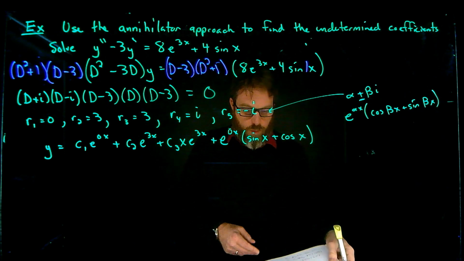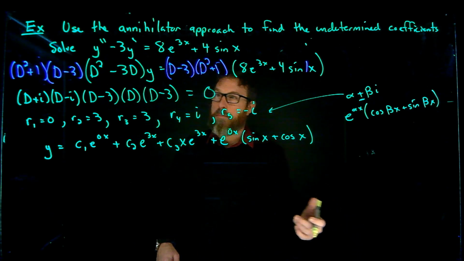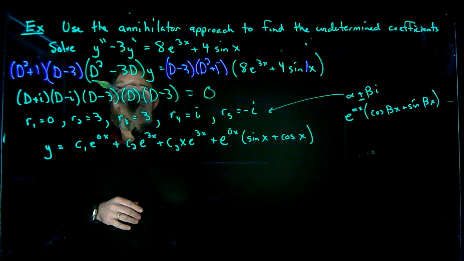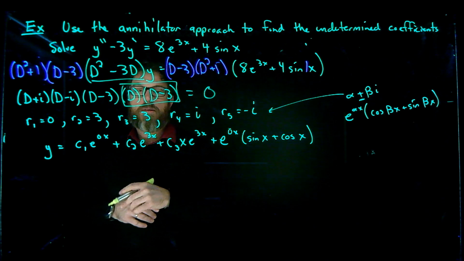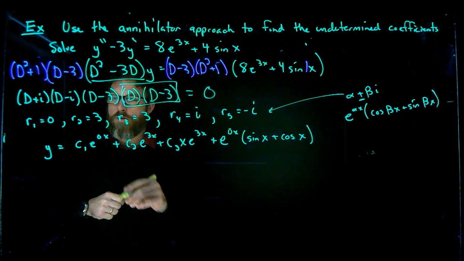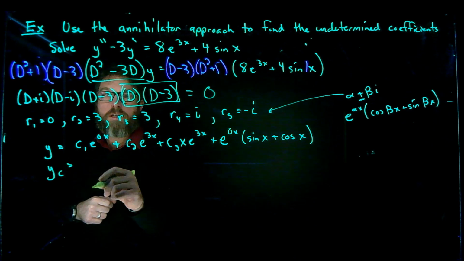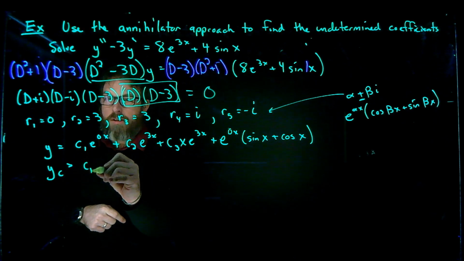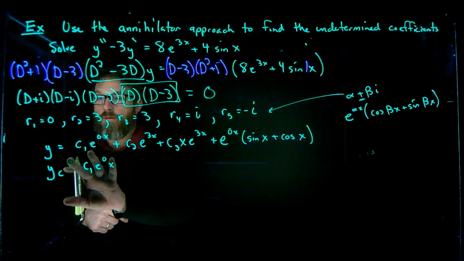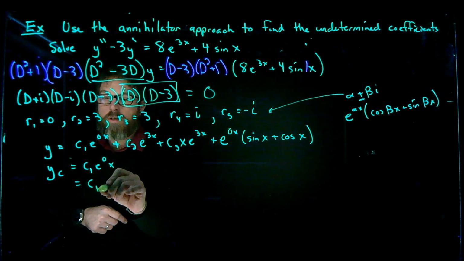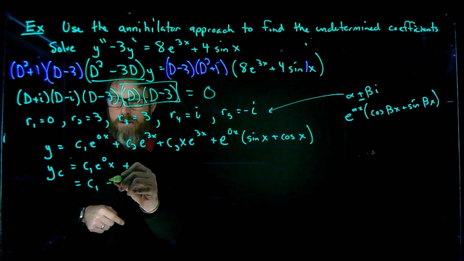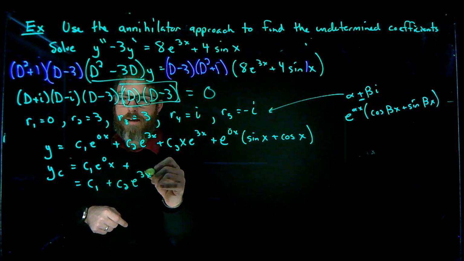Now, we can separate this into our complementary and our particular. You know that our complementary came from this piece here. And then our particular actually comes from these remaining roots. So y sub c is going to come from c1 e to the 0x, which I should just say c1. We'll fix that in a second. So c1 plus our 3, which is going to be plus c2 e to the 3x.